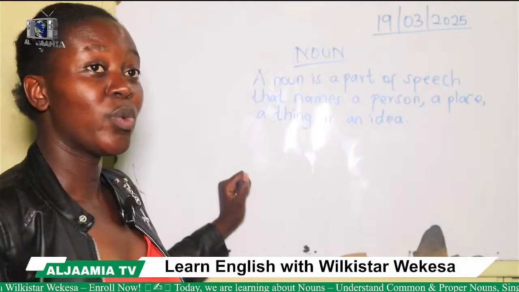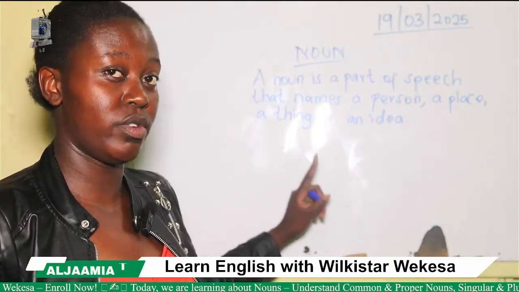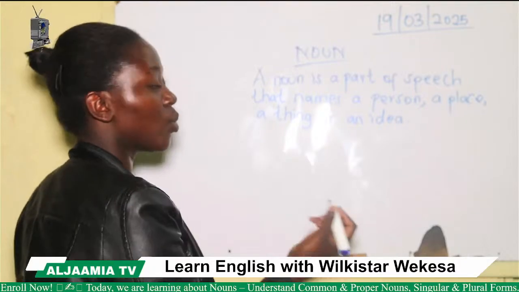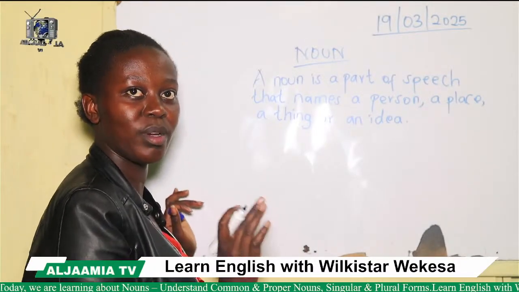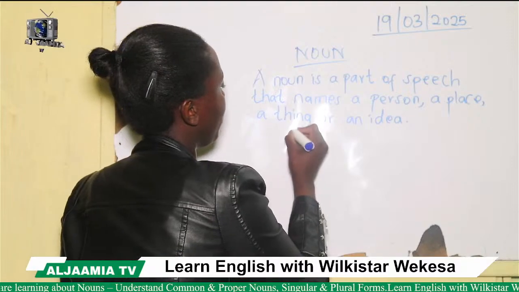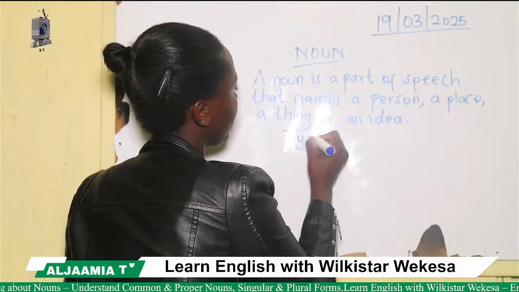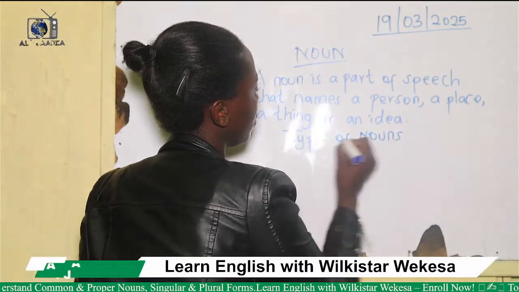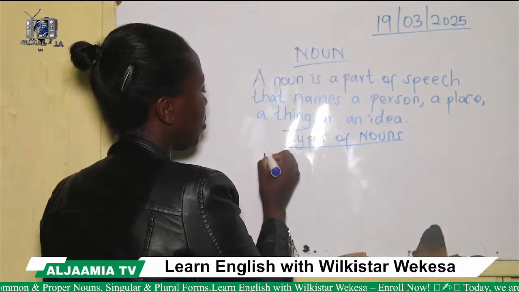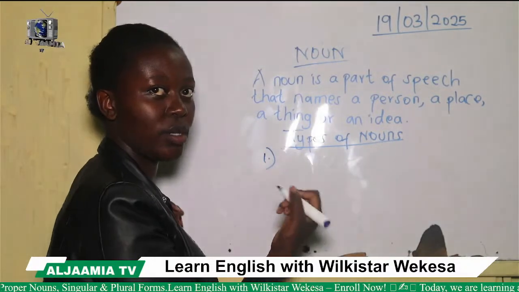So we normally have types of nouns. We have 6 types of nouns. So let me write and then I will explain one by one. Number 1, we have common nouns and proper nouns.